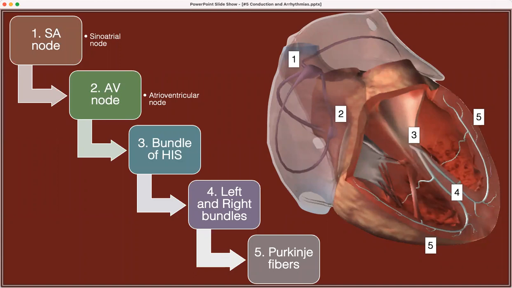So the pathways: number one, SA node. Number two, the atrioventricular node. Bundle of His, left and right bundles, and the Purkinje fibers.